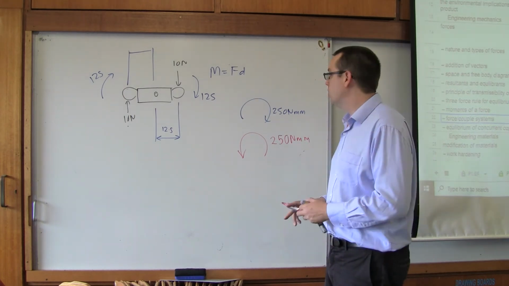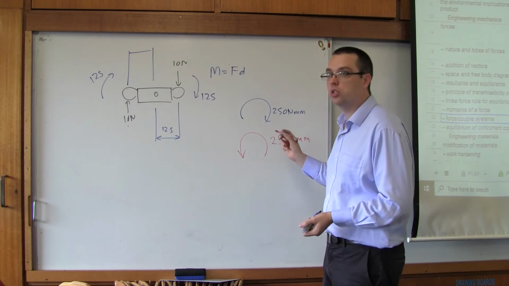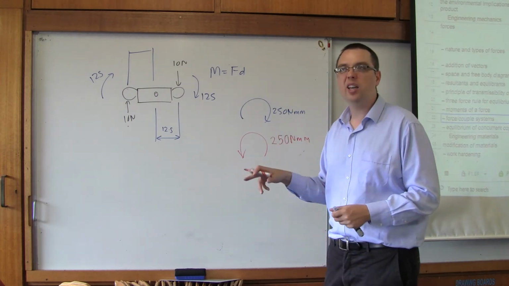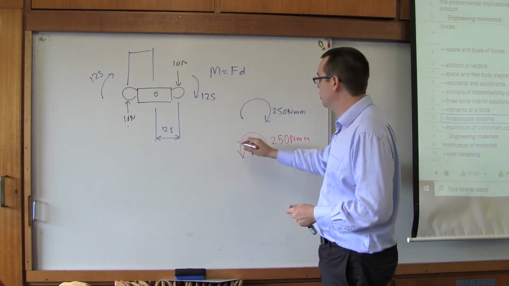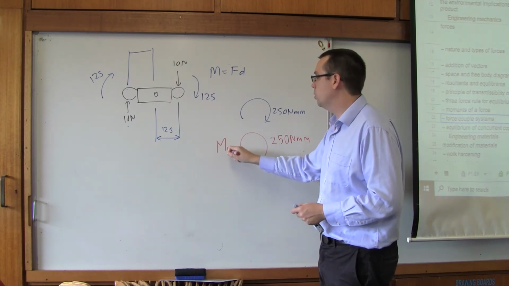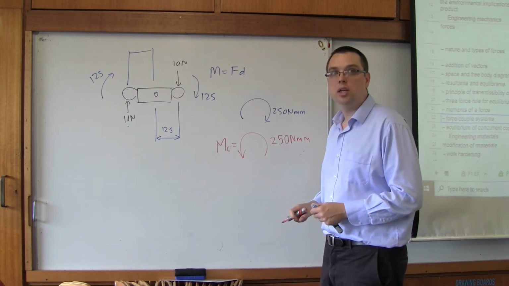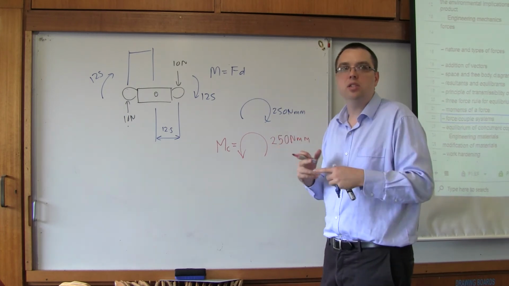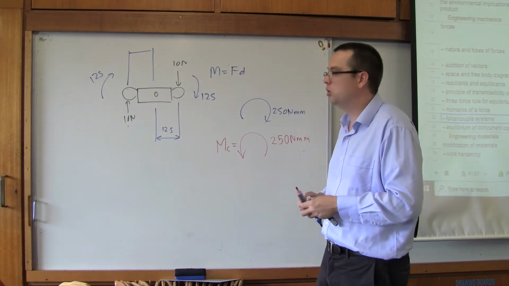Now, we need a terminology for that. Sometimes we use RM, but in the textbook we only use MC. We call that a moment couple. So it says the resistance to that turning is going to be 250 Newton millimeters.